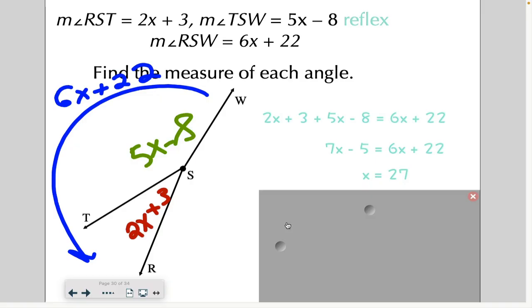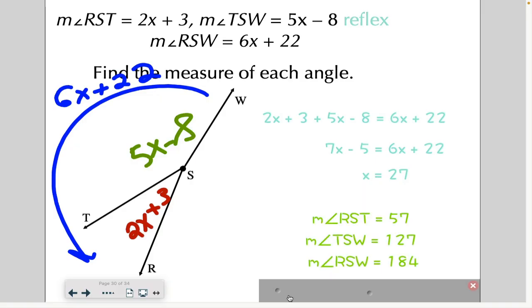Okay. But don't forget, you also need to find the measure of each angle. Getting x to be 27 and stopping isn't going to cut it. Here are your answers. Please ask about that one if you're not sure. But essentially, the way I have it marked should help. If this angle's 2x plus 3, and this angle's 5x minus 8, and the whole thing is 6x plus 22, red plus green equals blue. Okay, I'll leave that up. You can keep working there too. Just be careful.